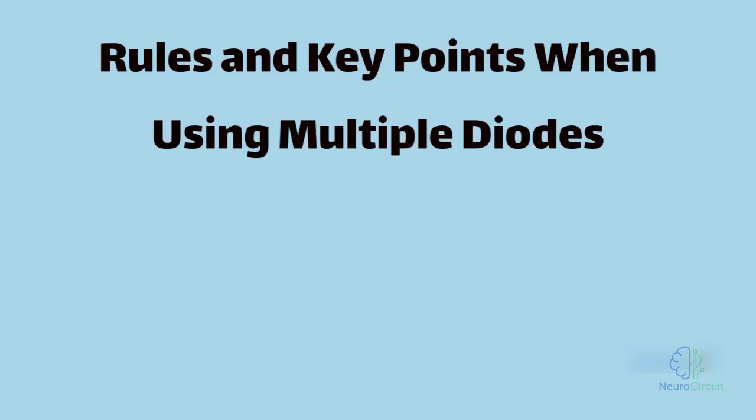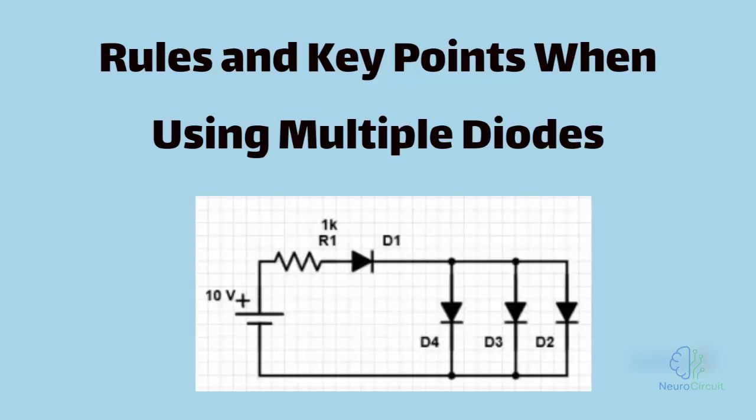Rules and key points when using multiple diodes. And now we want to talk about rules and key points when using multiple diodes. Proper diode selection: the diodes being combined should be compatible in terms of forward bias voltage, current rating, and breakdown voltage. Use of balancing resistors in parallel connections: balancing resistors are commonly used to ensure even current distribution among diodes in parallel connections.